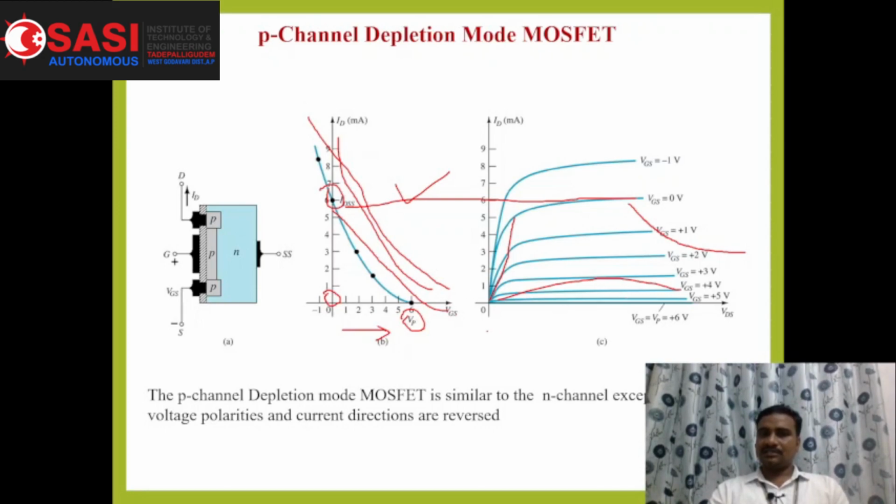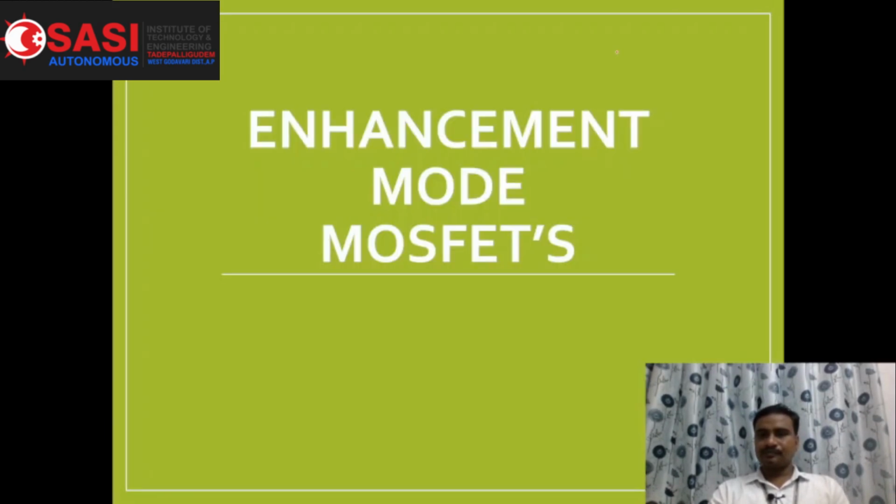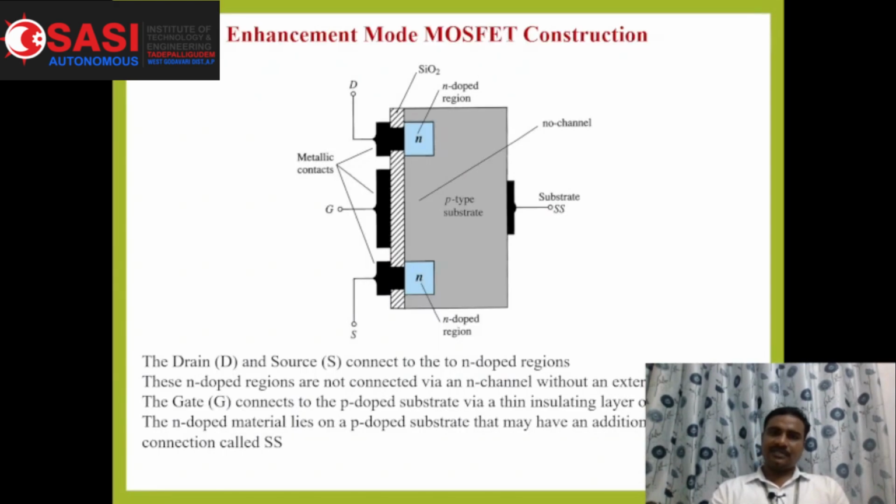So similarly we can see the output characteristics of the P channel MOSFET. So these are the output characteristics of the P channel MOSFET. The difference between the depletion mode and the enhancement mode of operation is this: here also there are three terminals, drain, gate and source.